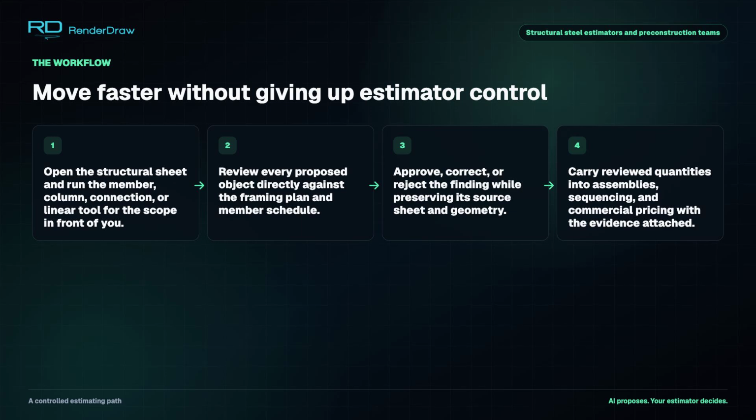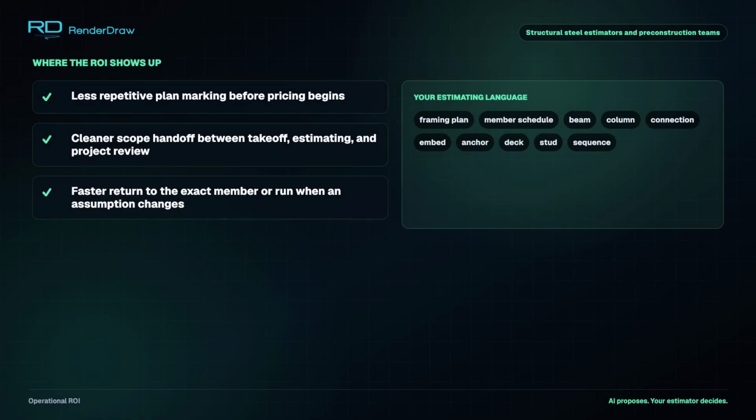You spend less of your day redrawing member runs and rebuilding the trail behind a quantity. A chief estimator can open the same review surface and understand what was counted, where it came from, and what still needs a decision. When an addendum changes a bay or a scope question comes back from operations, you can return to the exact source linked object instead of reconstructing the takeoff from memory.